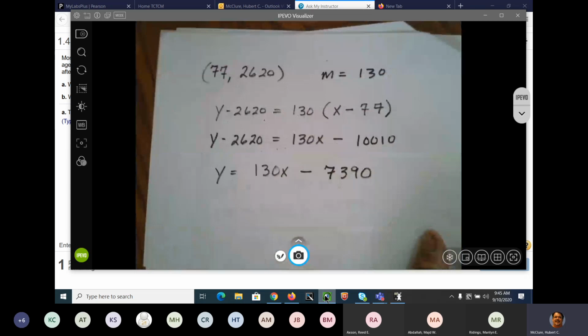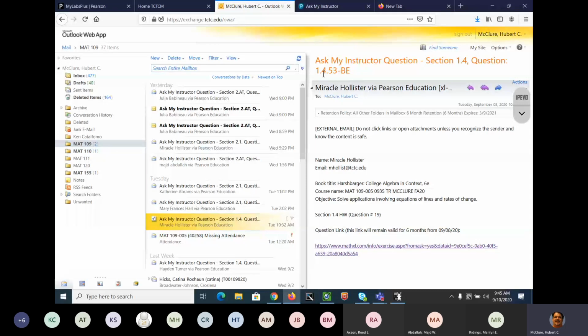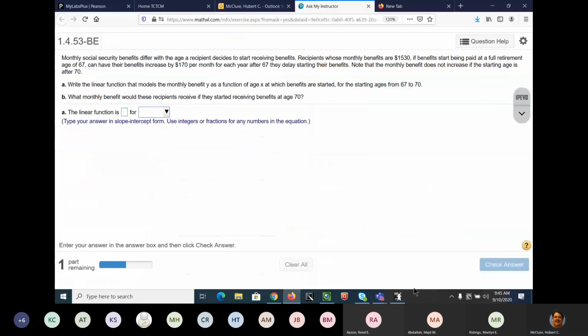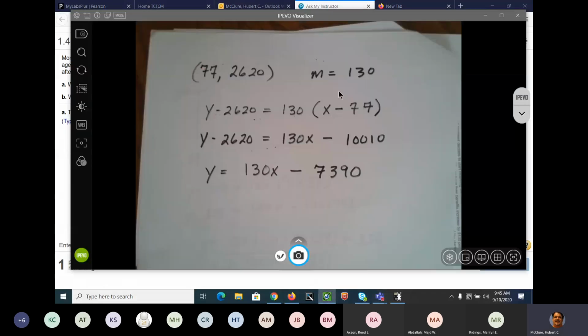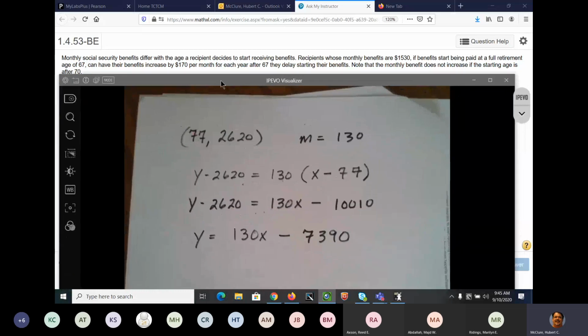So write that down for that problem, because that problem, let me give you that problem again. That was 1.4 53/19. 1.4 53/19. There's the question, and this is the answer.